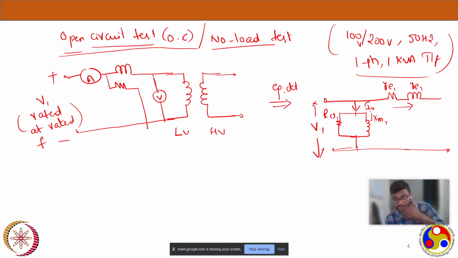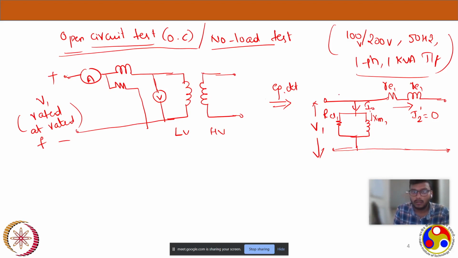So can someone tell me what is the current that flows in this particular branch? I have open circuited it. How much current flows in this branch? No current flows in the secondary branch because we have open circuit at the other side. We are not connecting any load. We just open the terminal, so no current flows through.